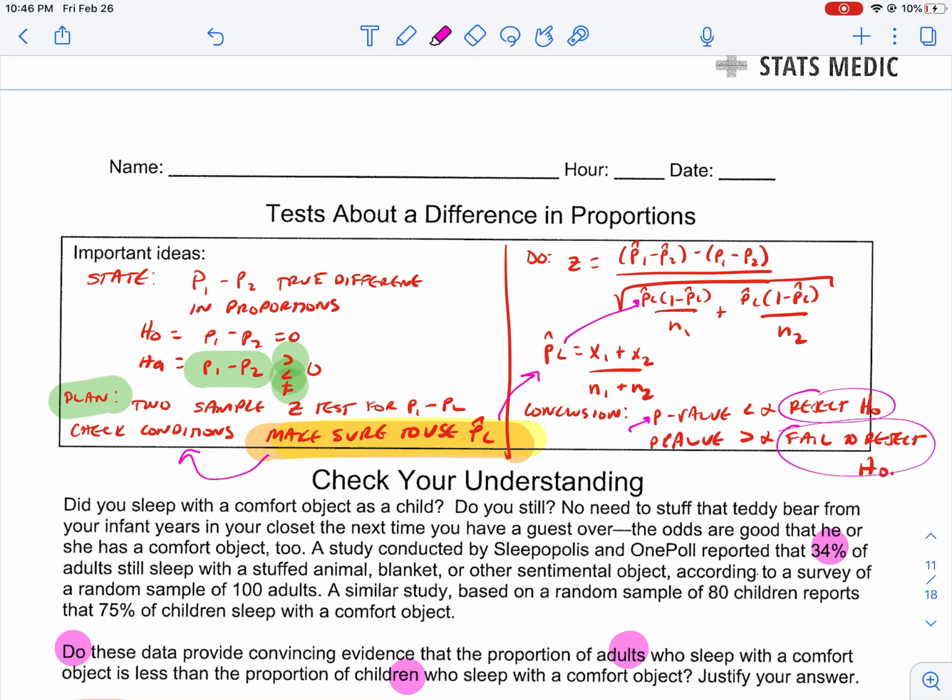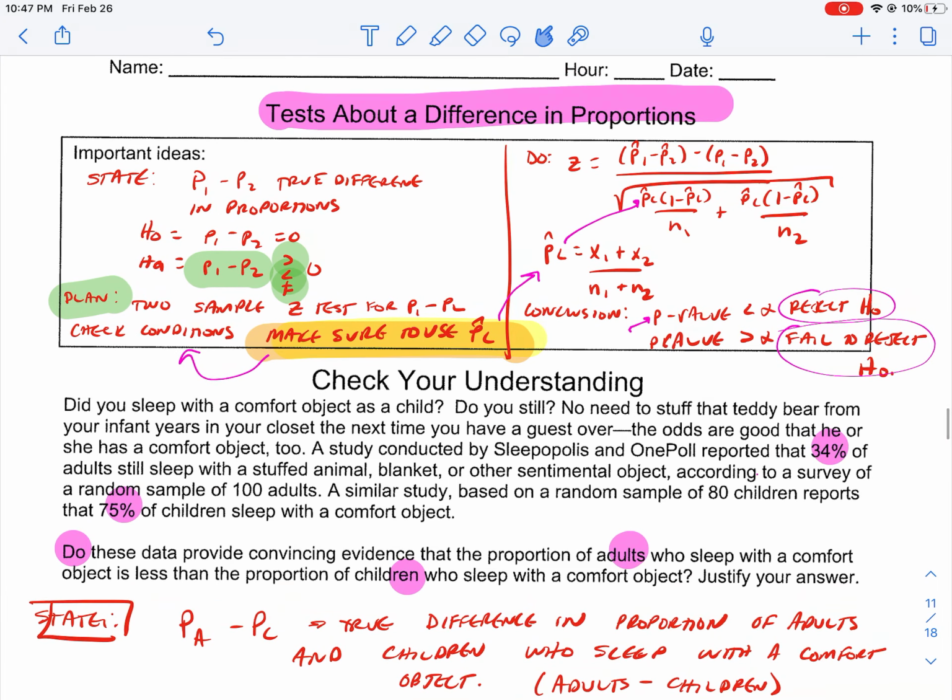Well, the adults had 34% and the children had 75%. So do we have convincing evidence? Well, we haven't done any math yet, but we definitely have some evidence. And that's one of those key phrases, right? Do you have some evidence? Yes. Convincing evidence? No. Not until I do the test of proportions. So in our state, what do we need to include? Well, we need to define exactly what we're going to be testing. We're going to be testing the difference in adult minus children proportion. So finding the true difference in proportion of adults and children who sleep with a comfort object.